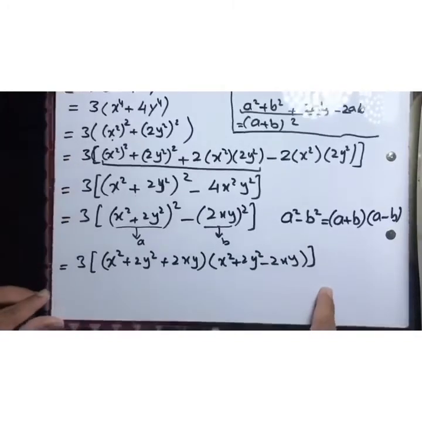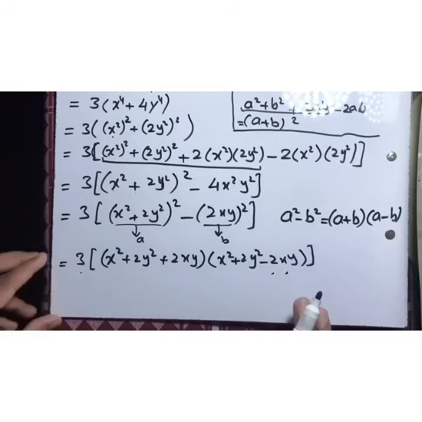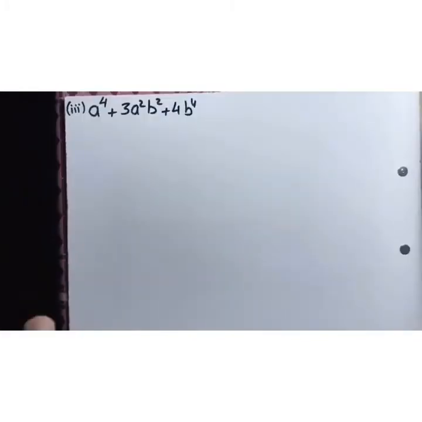So now you can see 3 and these two terms are multiplying, so we factorize the question. This is part number 2. Part number 3 is different from the first two parts.